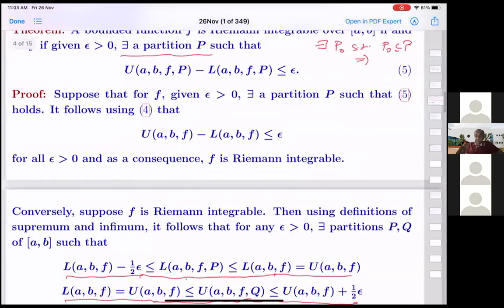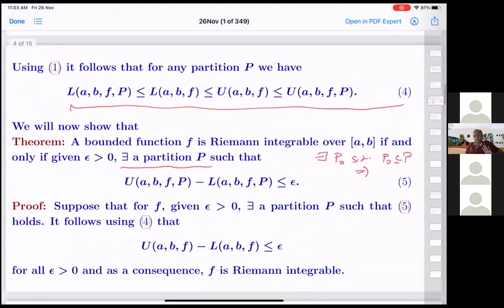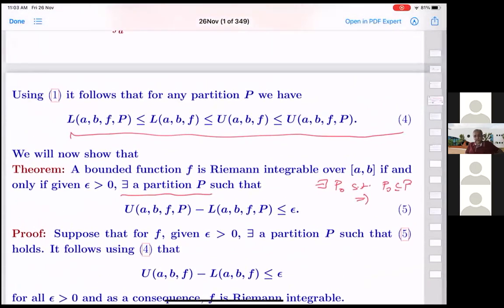So the result is extremely important. The proof actually is very simple, both ways. That the function is Riemann integrable if and only if you have a partition such that the upper and lower bounds differ by less than epsilon. Sir, common refinement of P and Q means the union of all points in P and Q?